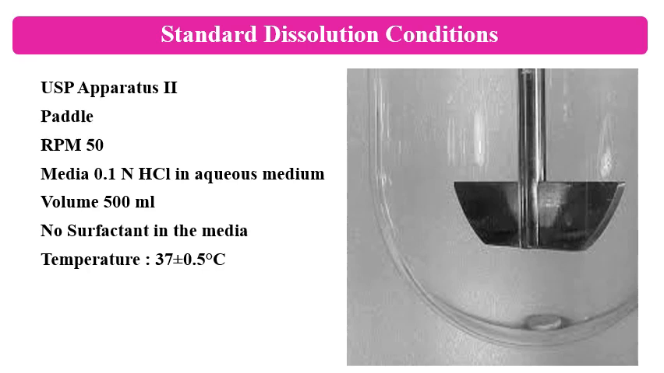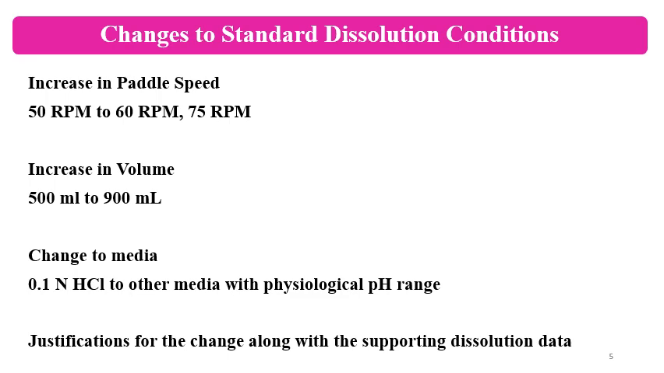If you are not getting adequate or complete dissolution with 50 RPM, you can increase the RPM to 60, and gradually from 60 to 75 also. But if the dissolution release, or percent dissolved, is above 80% in 30 minutes, then there is no need to increase the RPM. Volume can also be increased. So whenever there are changes to the standard dissolution conditions, strong justification is required.